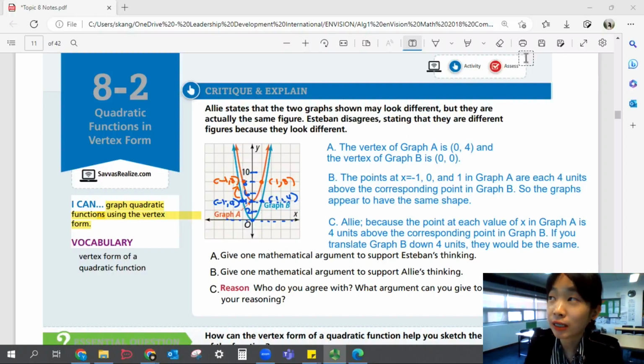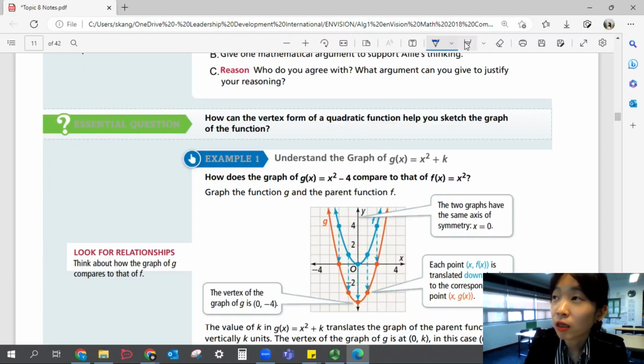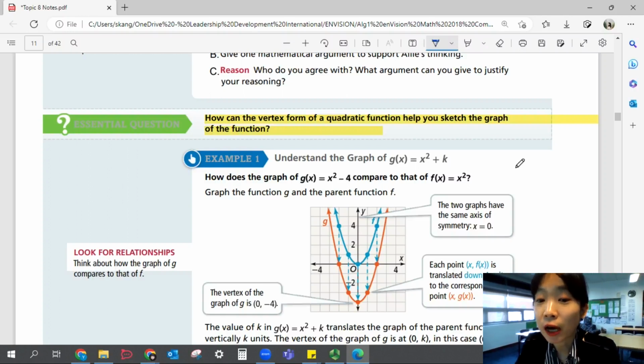That's just an example of comparison and for you to get started thinking about different quadratic functions. We're going to look at quadratic functions in vertex form today. So the lesson essential question is, how can the vertex form of a quadratic function help you sketch the graph of the function? You can tell that the vertex form of a quadratic function will be very helpful for you to graph the function.